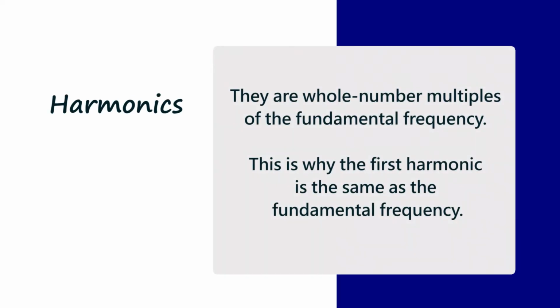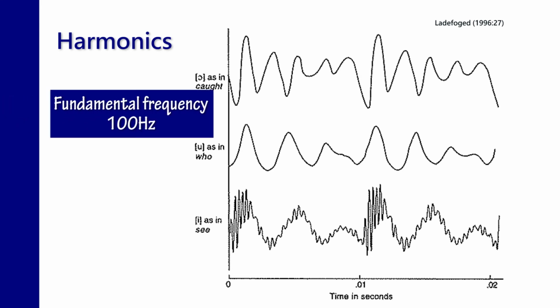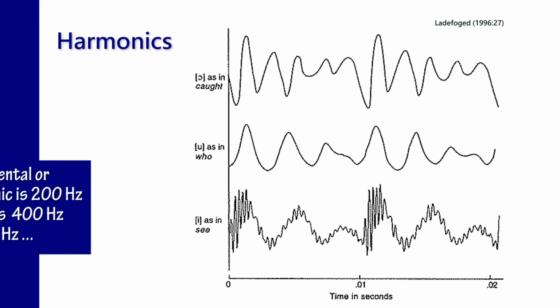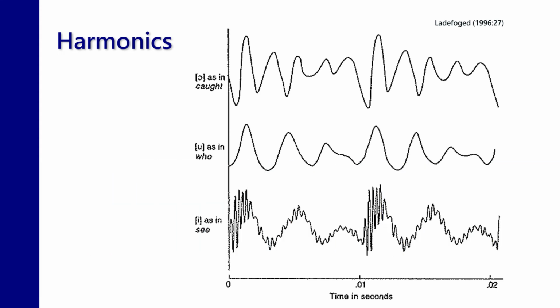Harmonics. Now harmonics, or a harmonic, is a whole number multiple of the fundamental frequency. So, which means that in this wave, the fundamental frequency is 100 Hertz. The harmonics will be multiples of 100. If the fundamental frequency is 200 Hertz, the harmonics will be multiples of 200 Hertz. So the first harmonic is the same as the fundamental frequency, but the next harmonics will be multiples of that. So in a way, you could also say that the subsequent harmonics are multiples of the first harmonic.